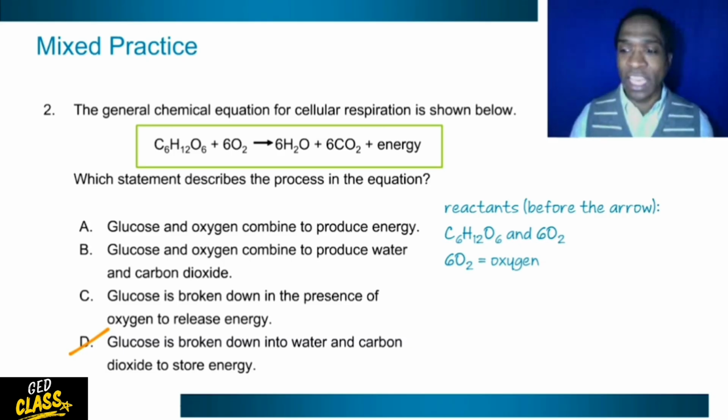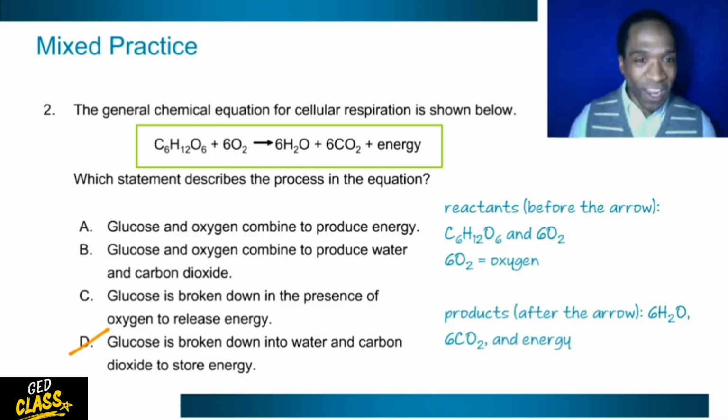Now, it's time to take a look at what comes after that yield arrow in this chemical equation. And what's that called again? Before we have the reactants, after that yield symbol, it's the products, right? So we have 3 products here.